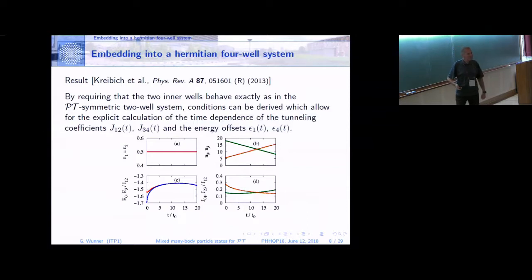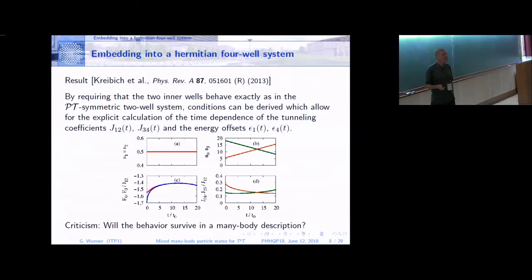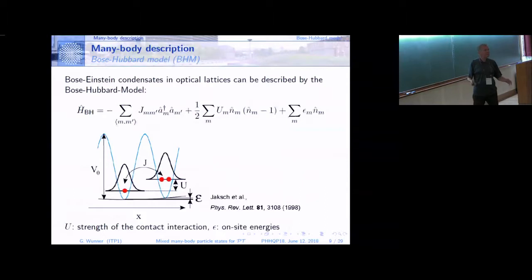So everything seems to be fine, except for the point that we always met with the objection, well, this is mean field. A mean field description is nothing else than classical physics. So what happens if you add many-body, real quantum many-body effects? So the criticism was, will the behavior still survive in a many-body description? So the many-body description, the method of choice for this, is the Bose-Hubbard model, which has been used a number of times for describing bosons in optical lattices, that is in laser-generated optical lattices in 1 or 2 dimensions. In our case, we just need 4 wells.